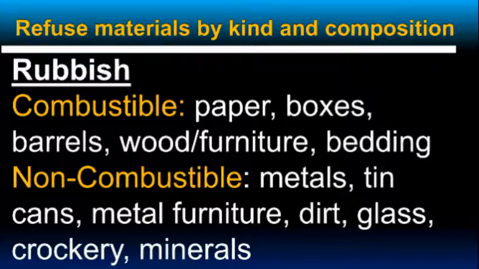Here are the different refuse materials by kind and composition. So these are the examples. Rubbish is number 1. It is divided into 2. First is combustible. Examples are paper, boxes, barrels, wood furniture, bedding. Non-combustibles are metals, tin cans, metal furnitures, dirt, glass, crockery, minerals.